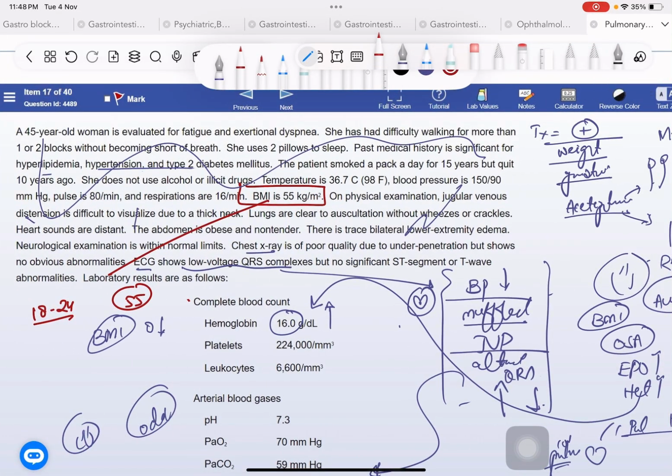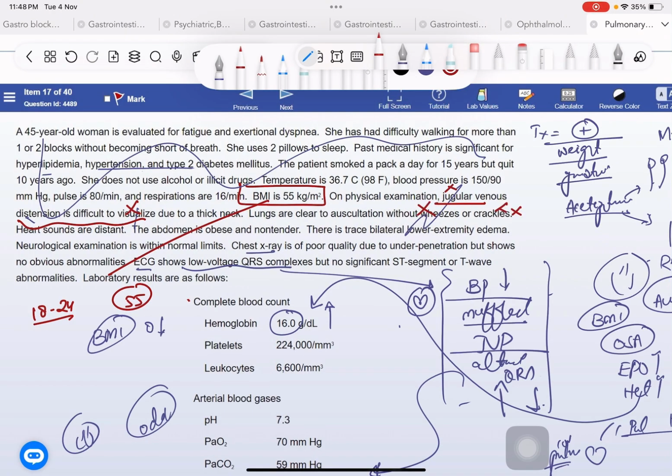JVD, okay, we cannot see that, so we cannot say it is tamponade. And there are no crackles, okay? So it's not a cardiac condition. The patient is very obese. We have a little bit of fatigue. Okay, so we're pretty good.